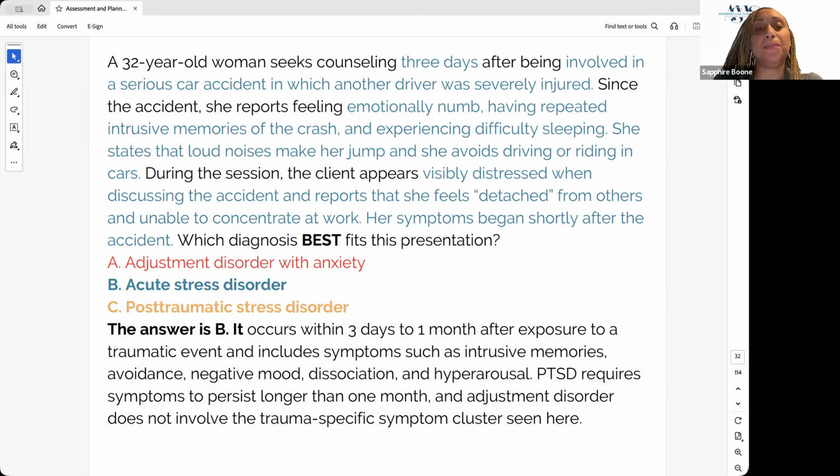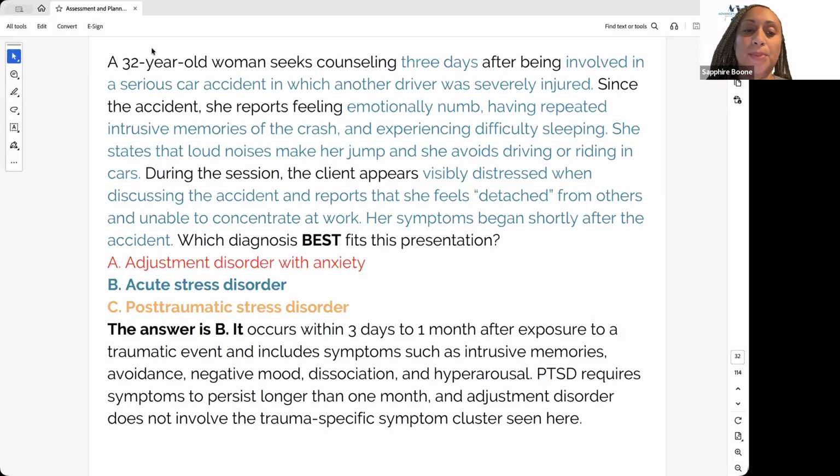So the answer would be B. I know this one was a little bit difficult just because it doesn't give an exact time frame in terms of duration. And so that might be why we were kind of in between B and C. B and C are a good pair to differentiate between, and it's really just going to be based on the time frame.